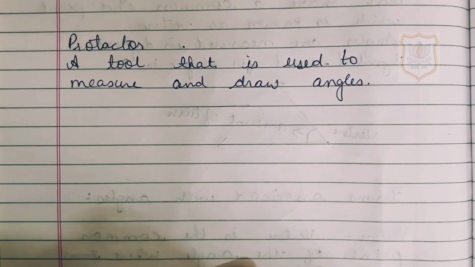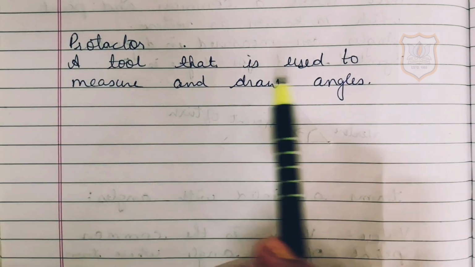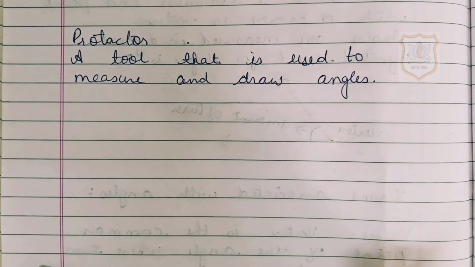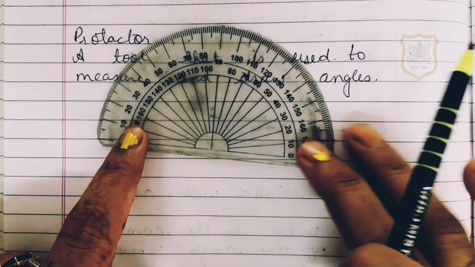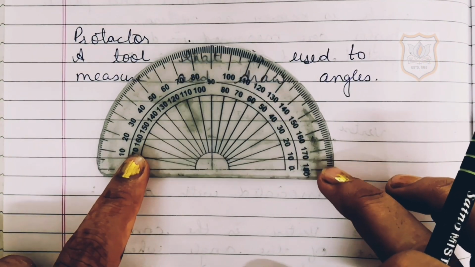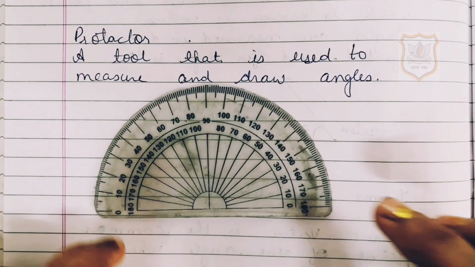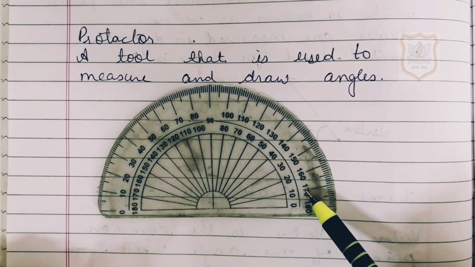Students, our next term is protractor, a tool that is used to measure and draw angles. Students, here you can see this is a protractor. A protractor is used to measure and draw angles.